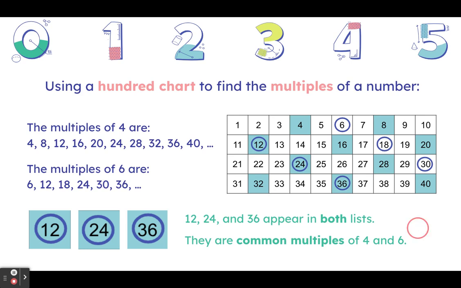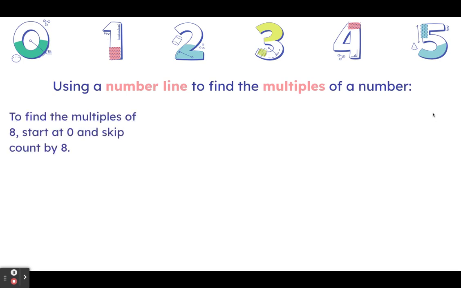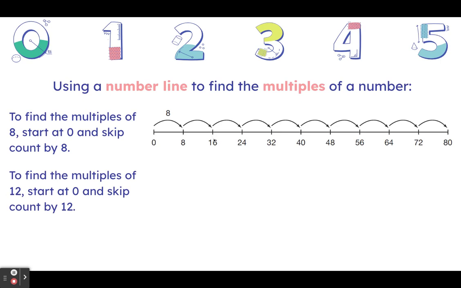Let's move on and look at how we can use a number line to help us find multiples of a number and common multiples of two numbers. So if we wanted to find the multiples of 8 on a number line, we would start at 0 and skip count by 8. So 8, then 16, 24, 32, 40, and so on.